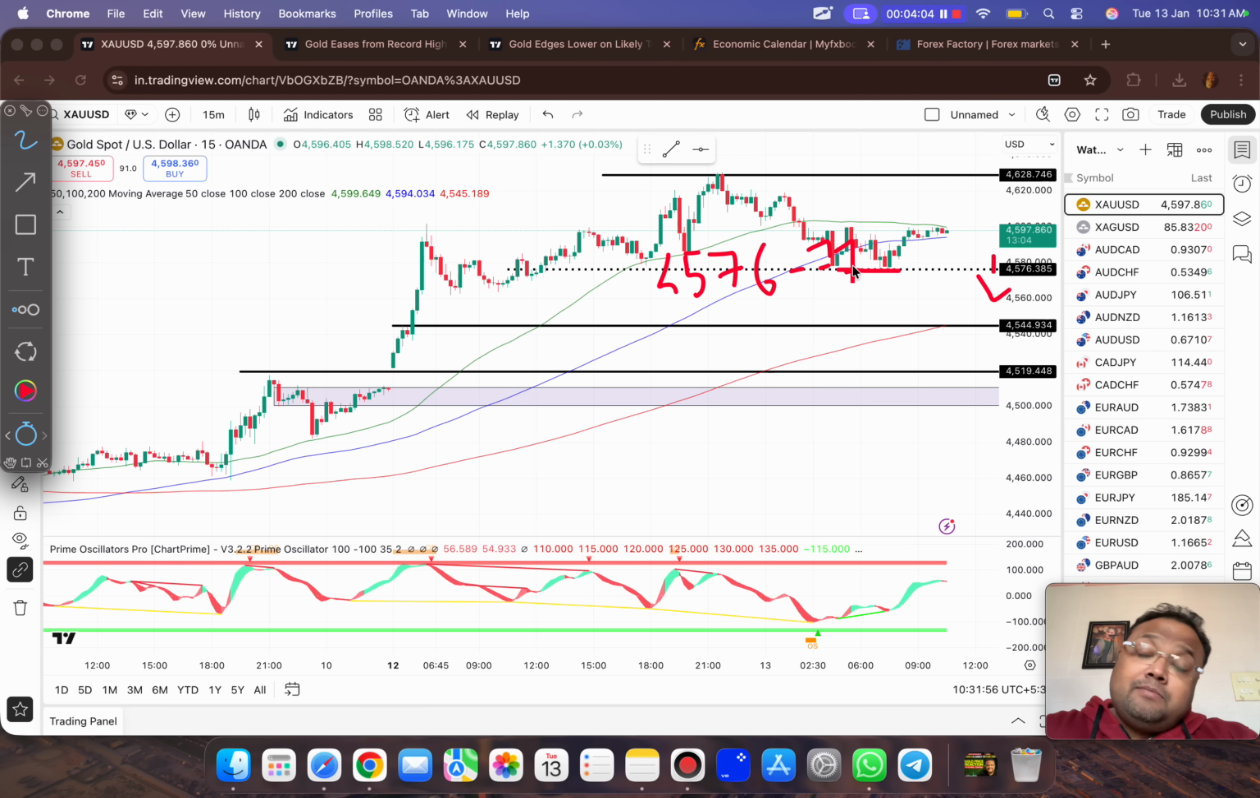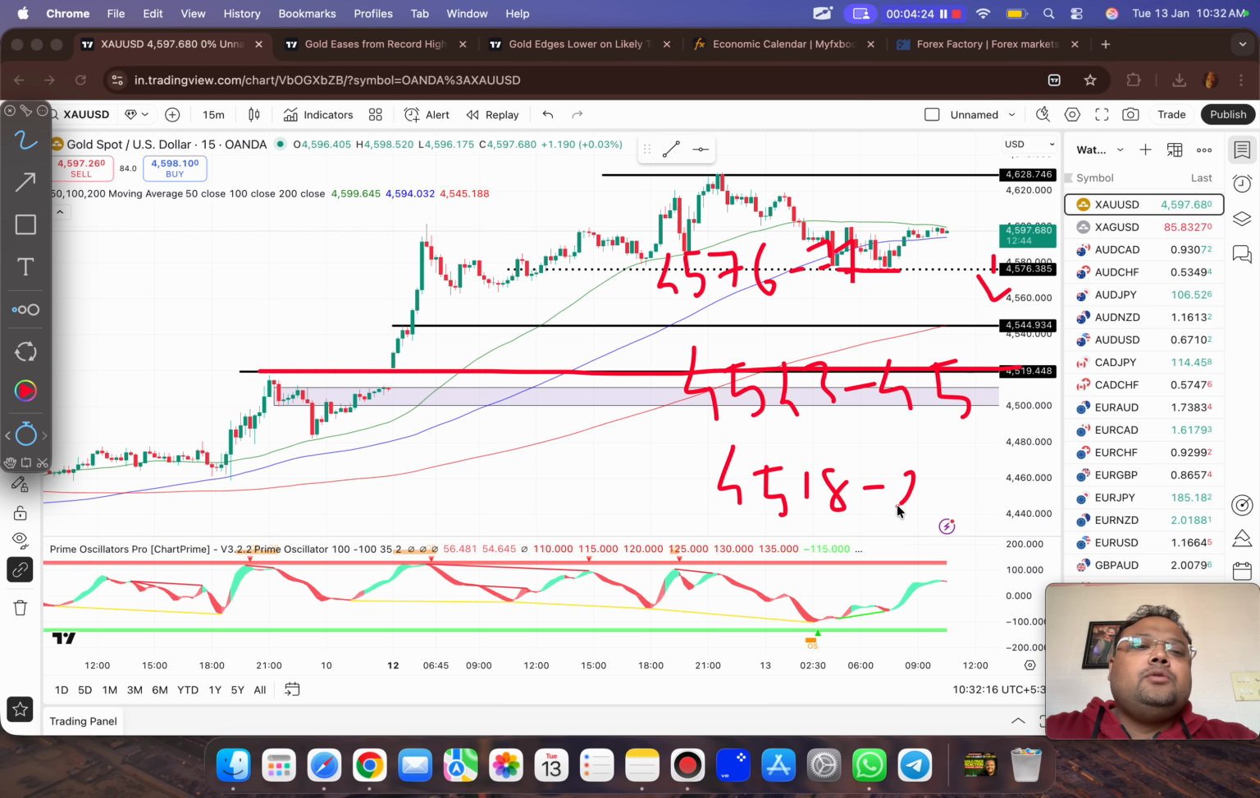If market breaks it, because gold is full of surprises, then the next support will be around 4544.5. The first black line that you see here is a support in front of us. Then the second support is around 4518.20. These are the two support levels on the chart of gold where we can look for a buy position if market drops suddenly before CPI.